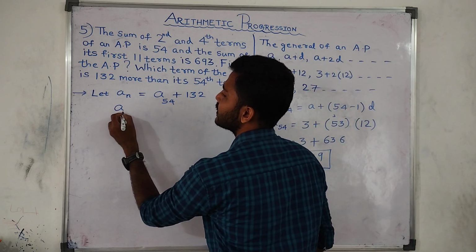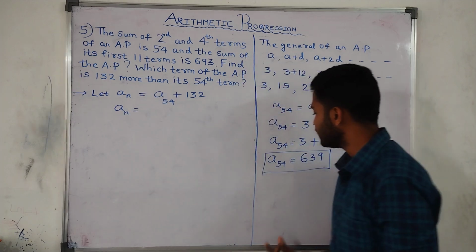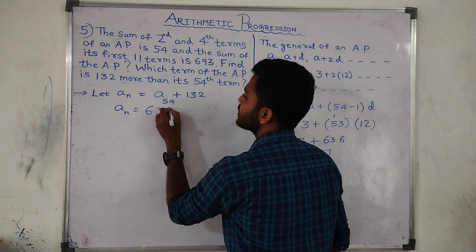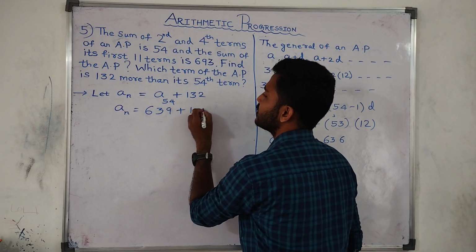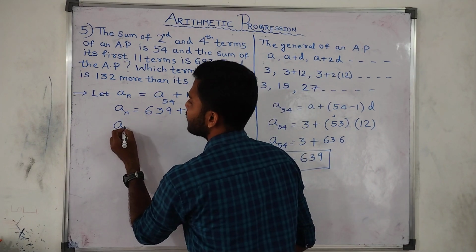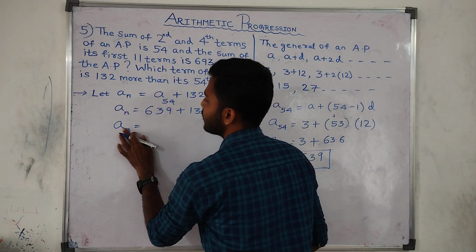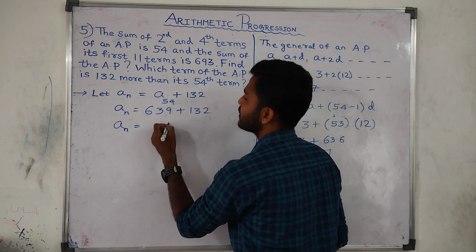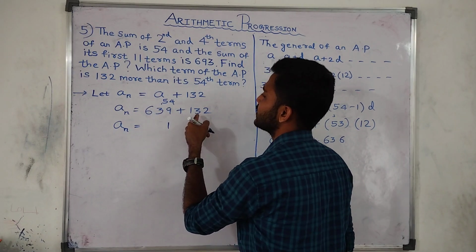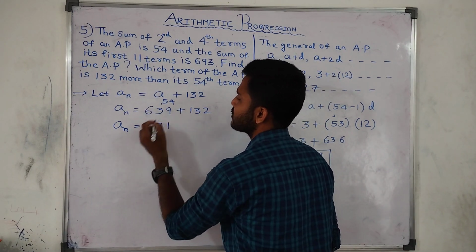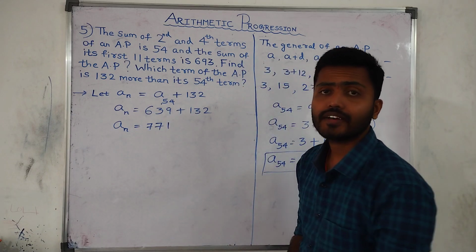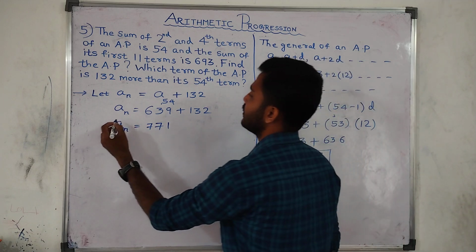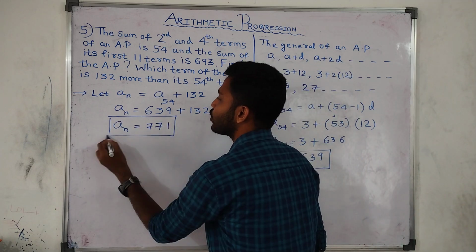So let us check what the value of An is. So An is 639 plus 132. Calculate, children. What is the value of An? 9 plus 2 is 11. 1 gets carried. 3 plus 3 is 6. 6 plus 1 is 7. 6 plus 1 is 7. So the value of An is going to be 771.